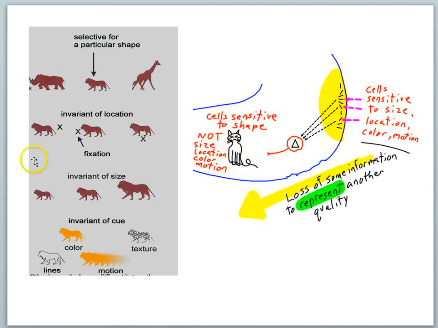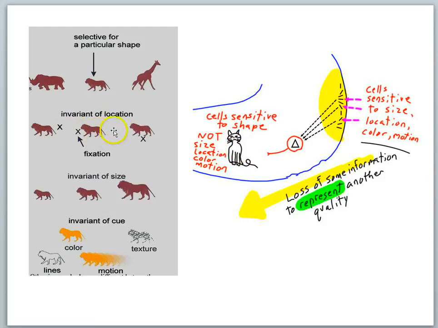Okay, so over here we're going to see what that kind of cell might respond to and what it won't respond to. So we're going to say that this cell is a cat detector, so it's not going to respond to giraffes or rhinos on the retina, but to a cat. So in this case, a lion. Let's say that's a lion there. But notice now in the second part here, the activity of that cell is invariant of location.